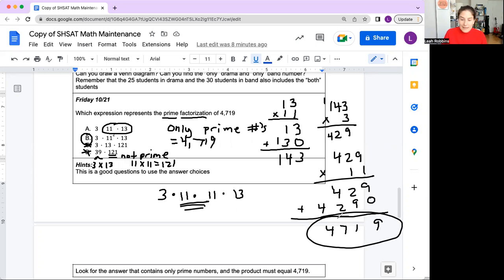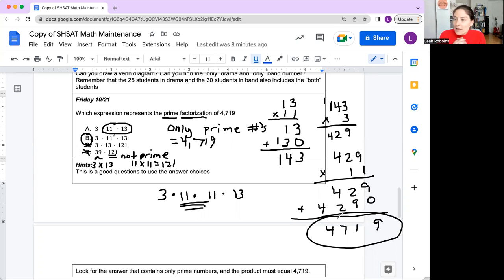All right, now I would say if we are trying to be efficient with our time, we probably wouldn't want to go ahead and test that answer out. But if you're unsure for whatever reason, then that's a really great option.